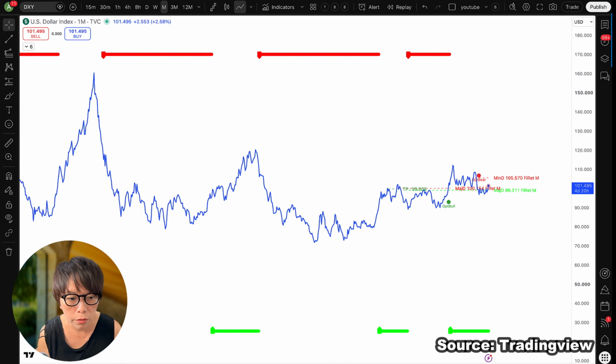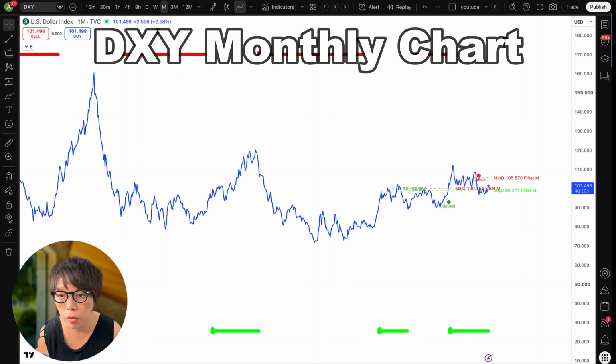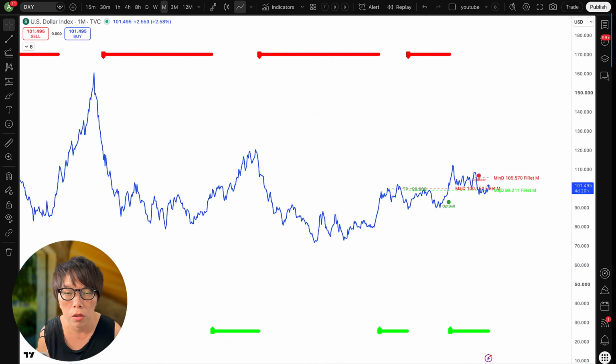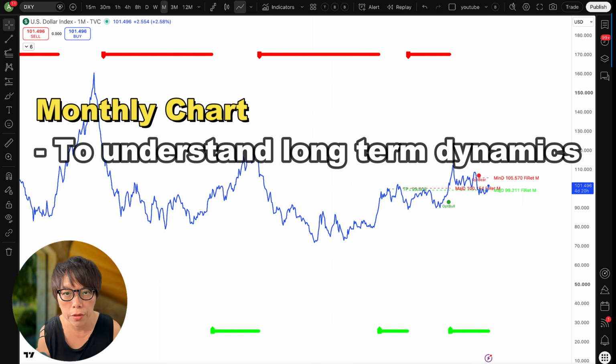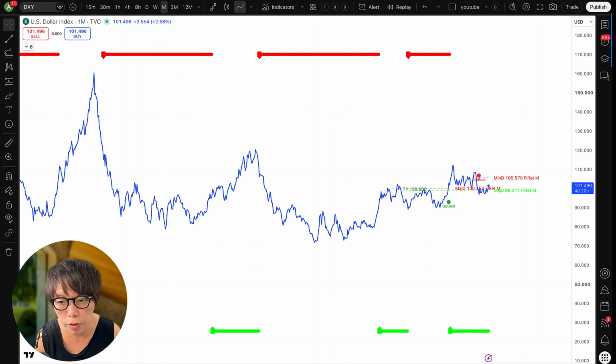I have a chart here, which is a monthly chart. The reason why I'm looking at a monthly chart is because it gives a lot of wonderful clues as to the movement. I know that from the trading point of view, we are not using a lot of monthly charts, but the monthly chart is really useful to understand the long-term dynamics of what the institutional traders or long-term investors are looking at with the US dollar.